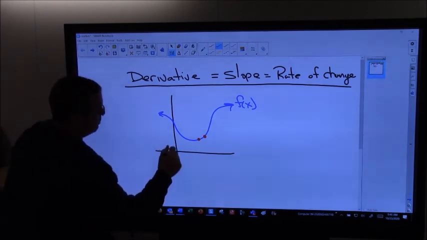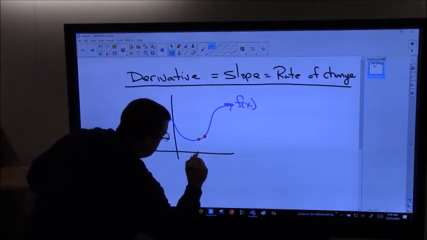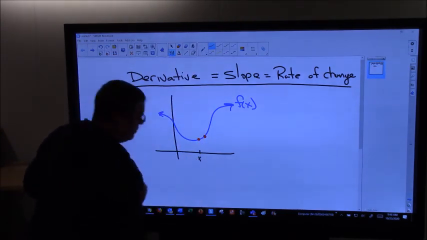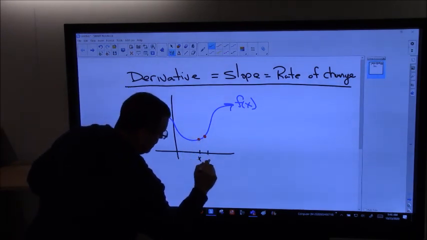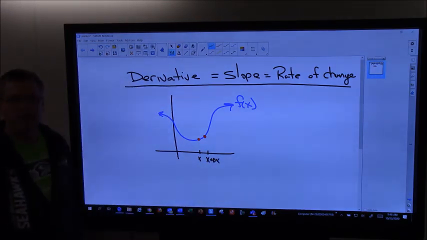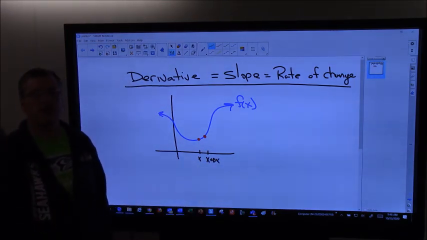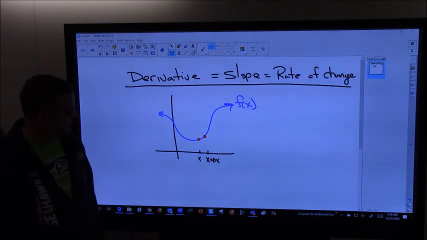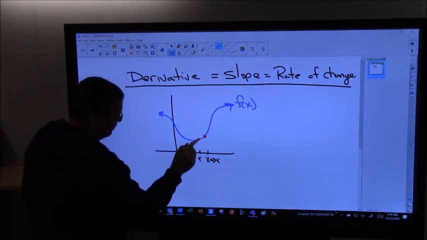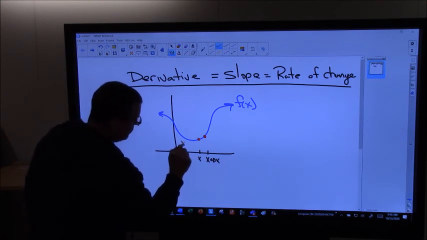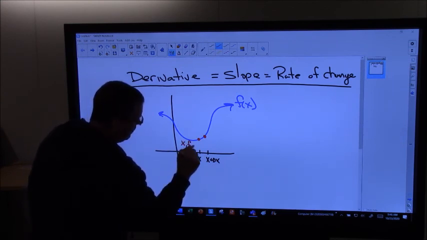So here's what I'm going to do. I'm going to say that this right here is some x value, and this red point is going to be at x plus a little bit. Remember how we said delta x represents a very small number? And so what that means is my coordinates for this point are going to be x, comma, f of x.